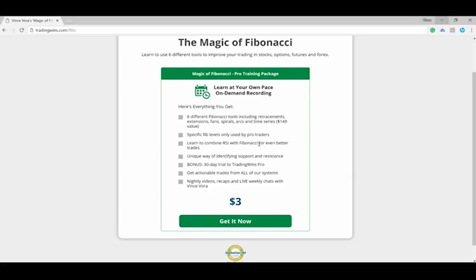So again, it doesn't matter whether you're planning to use the winning momentum strategy or not. You can use any strategy. These 6 Fibonacci tools will serve you very, very well. I'm also going to reveal during that class the specific fib levels that some pro traders use, okay? These are very, very effective.